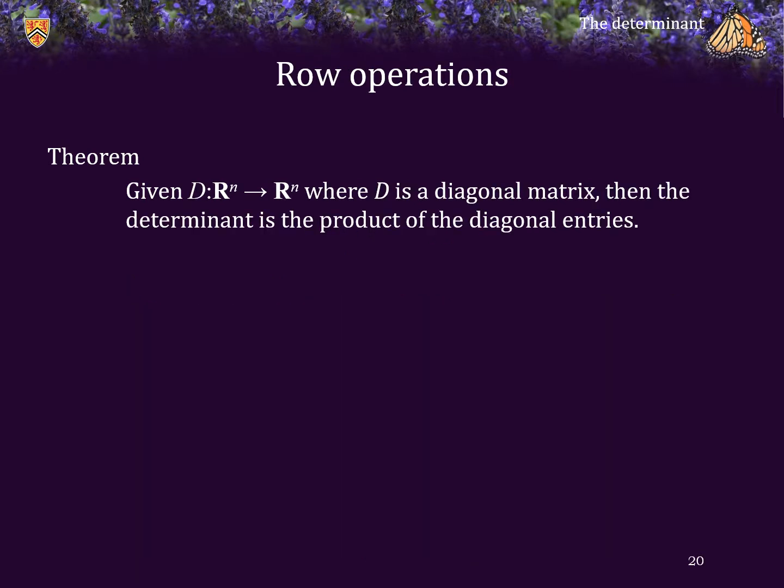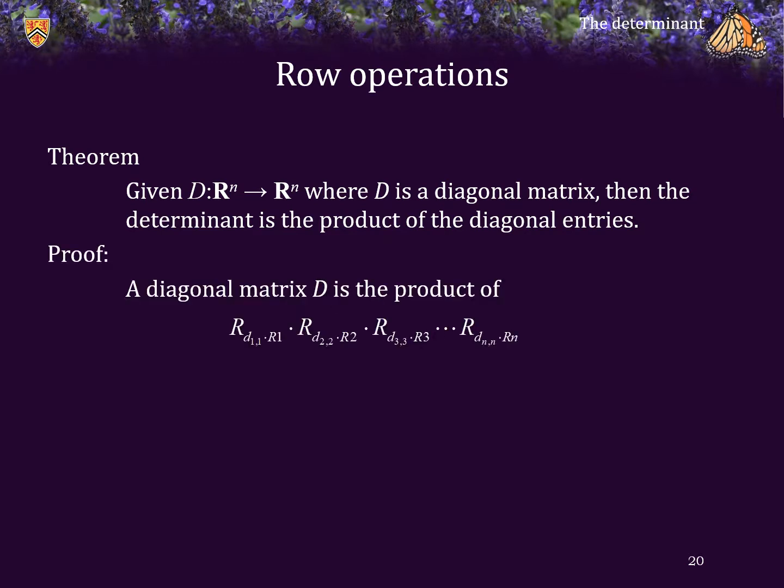Theorem. Given a diagonal operator, that is, a diagonal square matrix, then the determinant of that matrix is the product of the diagonal entries. Proof. Well, we can actually write the diagonal matrix D as the product of multiplying the first row of a matrix by the first entry on the diagonal, multiplied by multiplying the second row of the matrix by the second entry of the diagonal matrix, and so on and so forth up until the last entry of the diagonal.